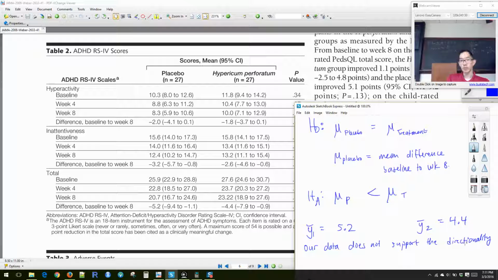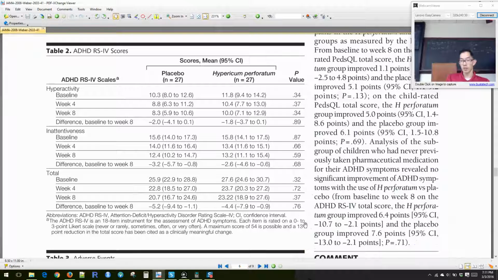All right, and so what we're seeing is that if anything, the results of the experiment seem to indicate that placebo is more effective than the treatment. Okay, but when we compare, is there a difference between placebo and treatment, or do we have evidence that the treatment is more effective than placebo? The answer is no.